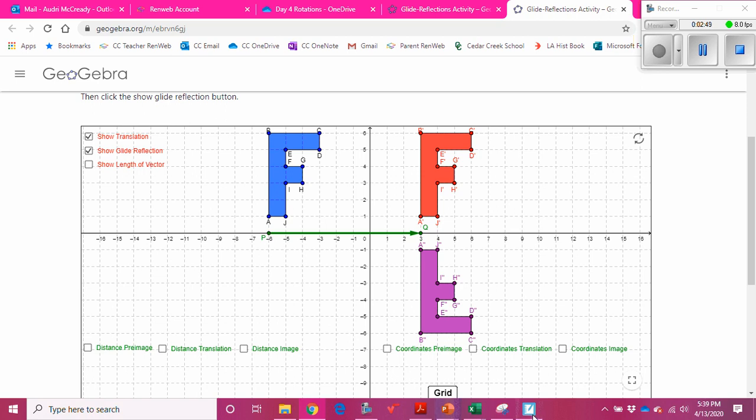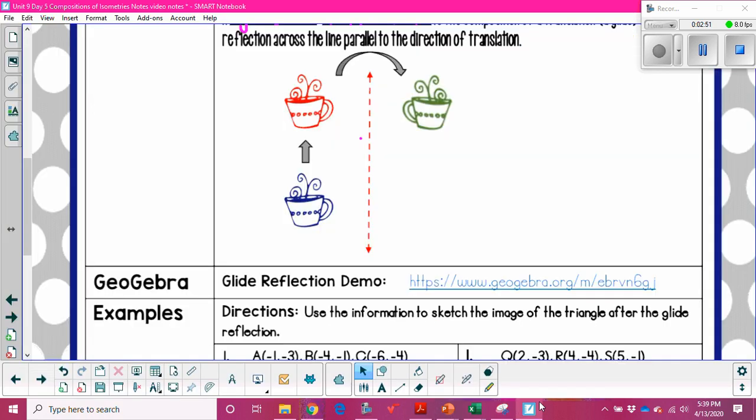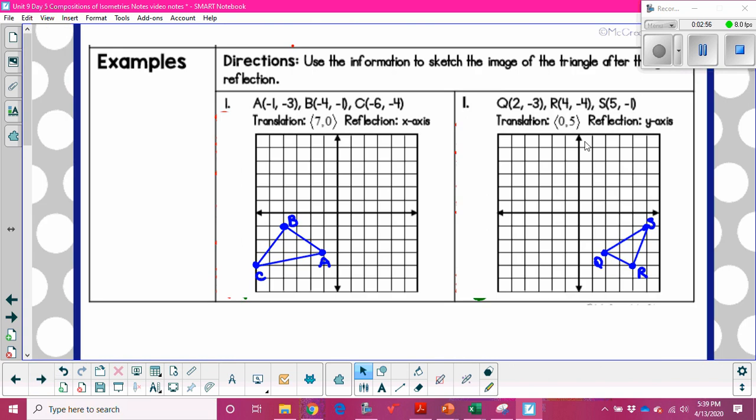Let's go back to the notes, and let's look at some examples. What we're going to do is use this information to sketch the image of the triangle after the glide reflection. So pause it and take a minute to go ahead and draw your first triangle. I've already drawn mine. We're looking at triangle ABC. So plot the points for triangle ABC.